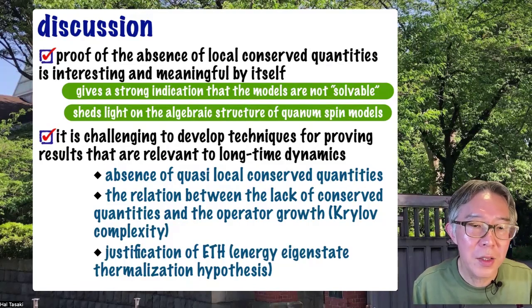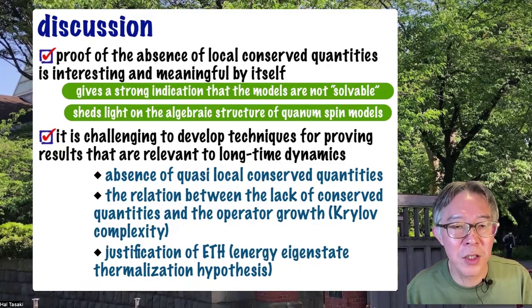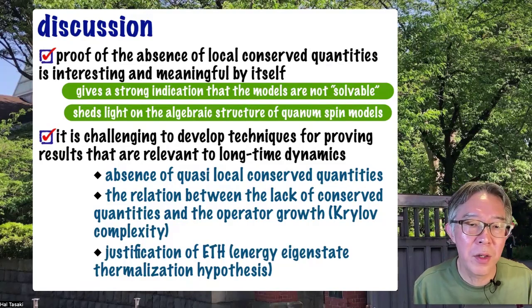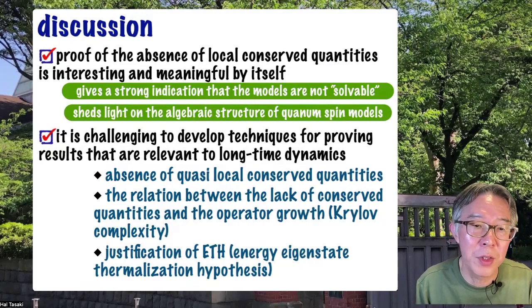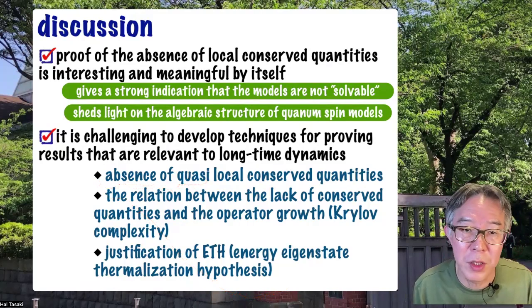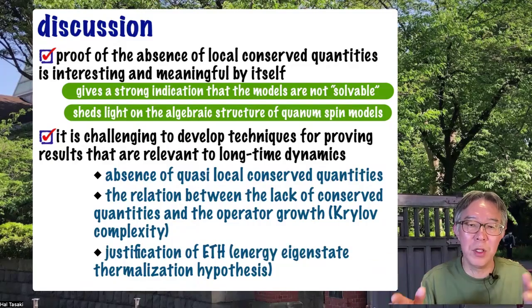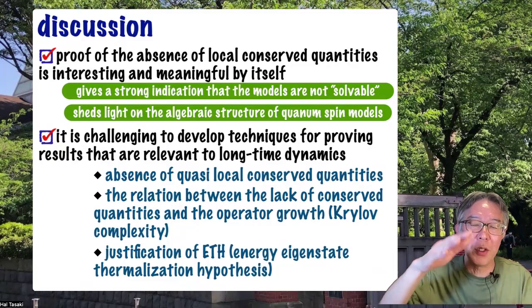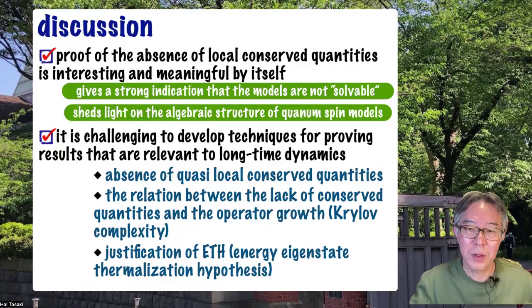But having said that, I would also like to say that it is challenging to develop techniques for proving further results that are directly relevant to long-time dynamics of quantum many-body systems. One thing I want to try is to prove the absence of not only local conserved quantities, but quasi-local conserved quantities. A quasi-local conserved quantity is a conserved quantity which is a sort of infinite sum, but in which the coefficient decays exponentially with the size of the support. It is known that some integrable models have quasi-local conserved quantities, and they play important roles in long-time dynamics. So I want to extend the proof of the absence of local conserved quantities to prove the absence of a certain class of quasi-local conserved quantities. This is a very difficult question, and in the paper, we have a very preliminary observation towards this direction.